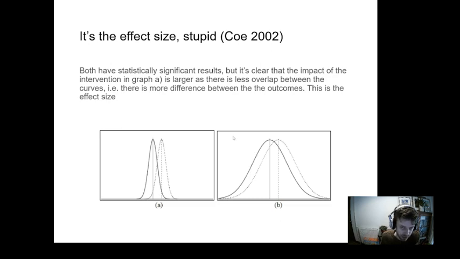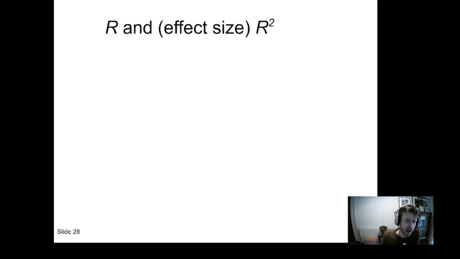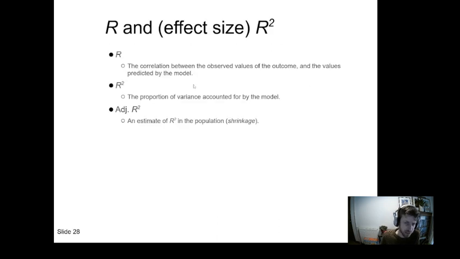And the more difference between the outcomes, the better, basically, because that's going to show that whatever you've tried to model has had a bigger impact on the final result, a bigger impact on that dependent variable. And this is what we're talking about when we're talking about effect size. So we've got R and effect size R squared.